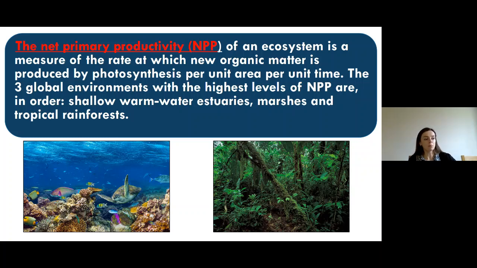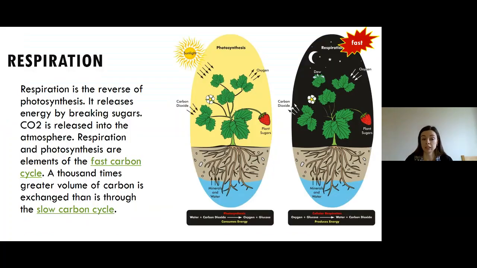Okay, another pathway is respiration. Respiration is the reverse of photosynthesis. It releases energy by breaking sugars. CO2 is released into the atmosphere.